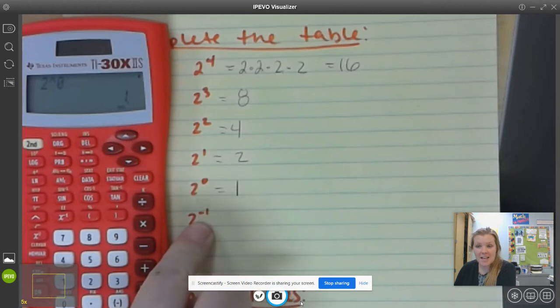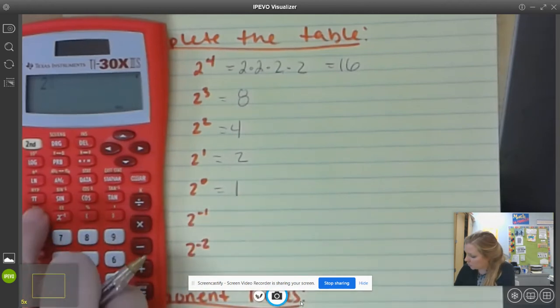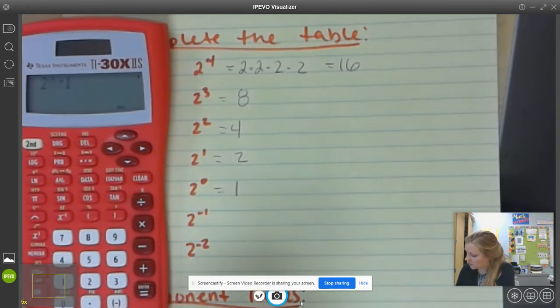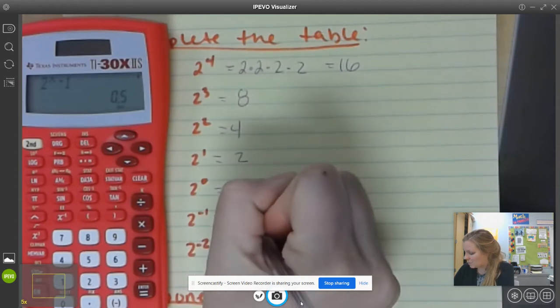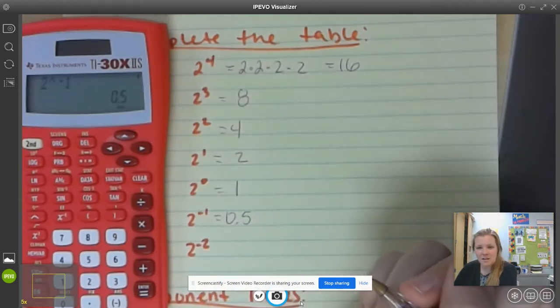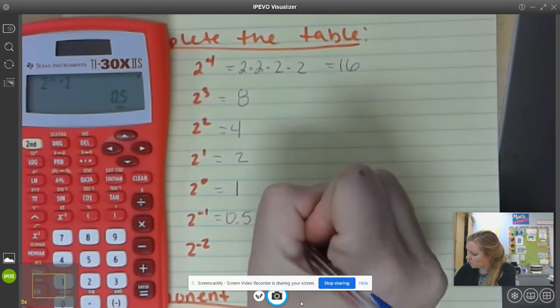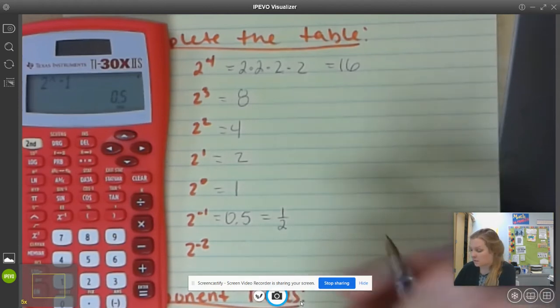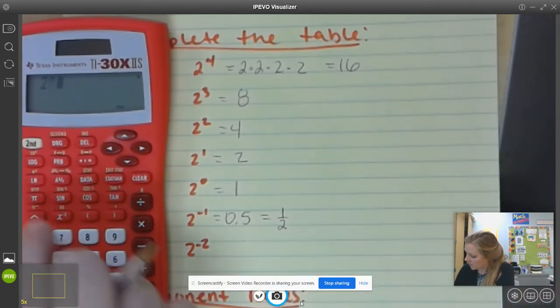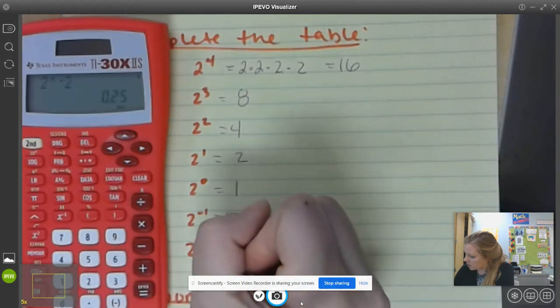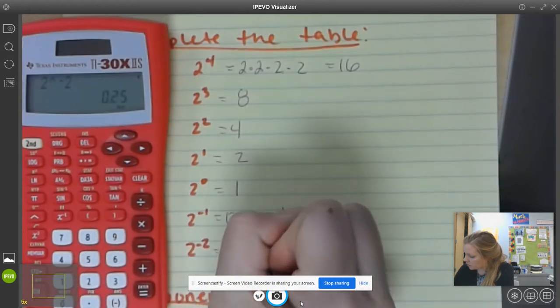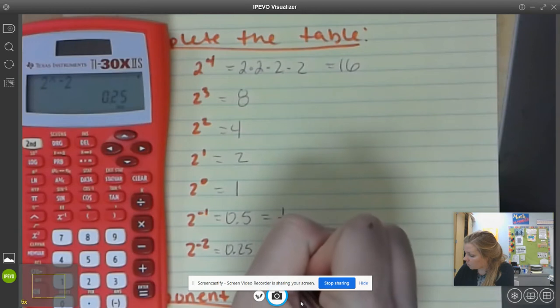Here's a funny one, a negative exponent. 2 raised to the negative 1 is a decimal, 0.5. That's the same as 1/2, okay? 2 raised to the negative 2 is 0.25, or 1/4.